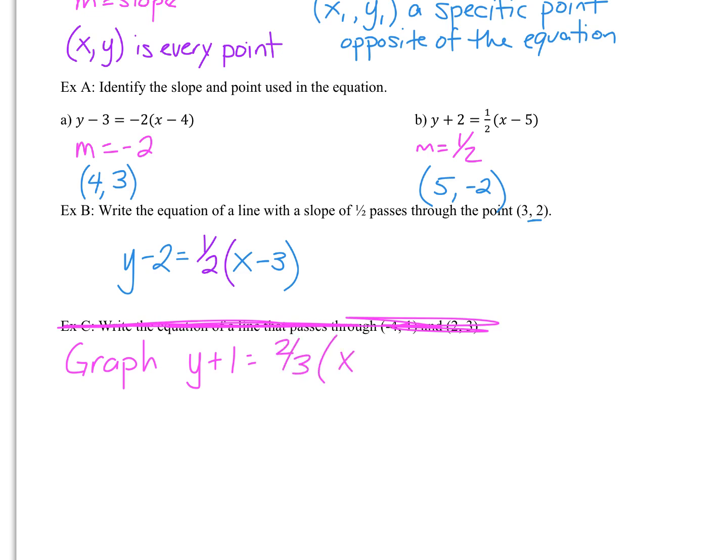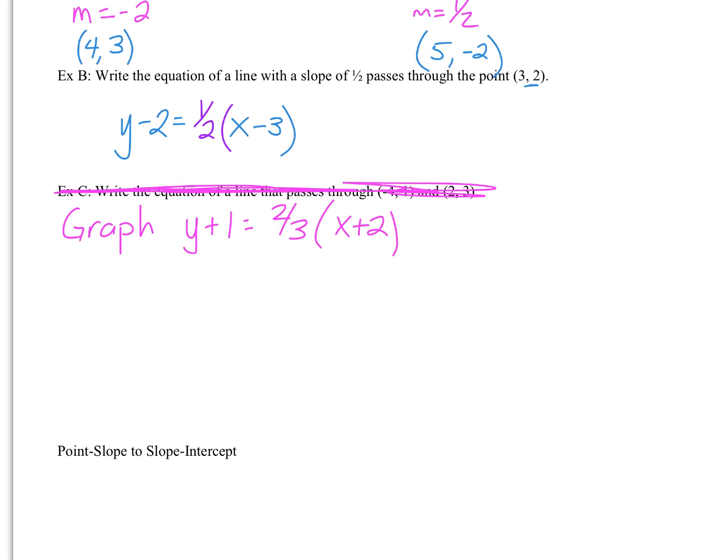Okay, so we're going to graph y plus 1 equals 2/3 times x plus 2. So what I would do when I ask you to graph it is just what we've been doing: find the point, find the slope, right? So, what's the slope? Yeah, 2/3.